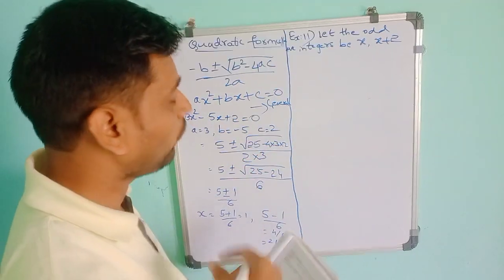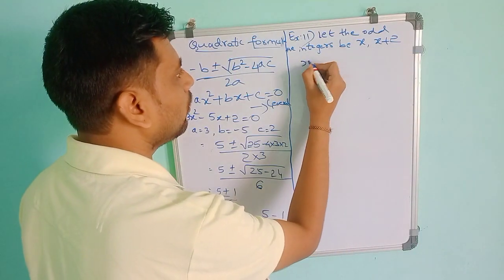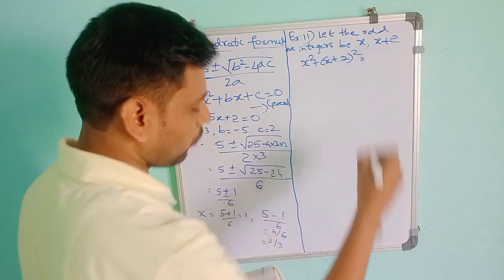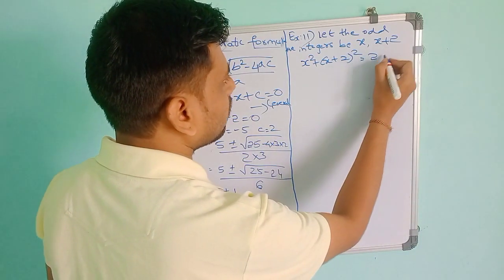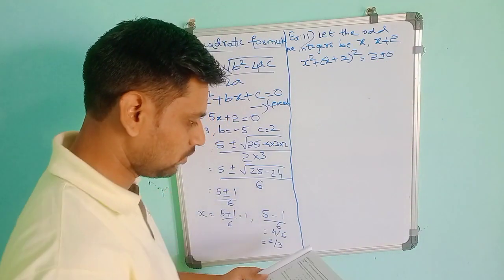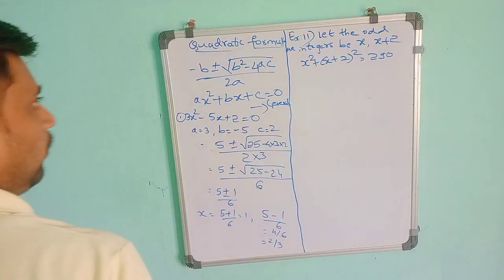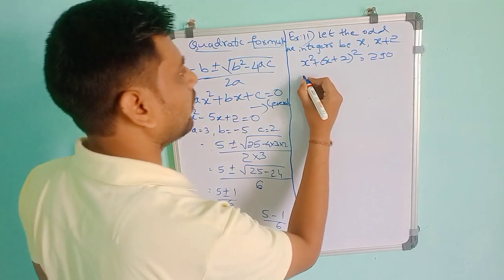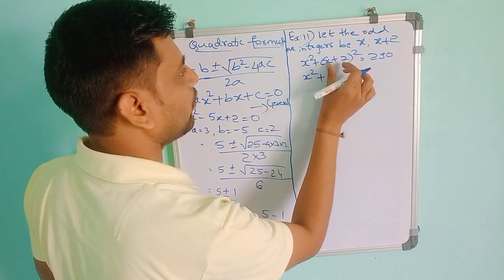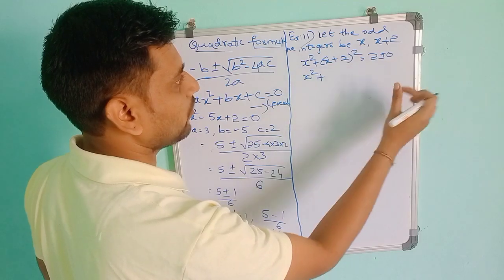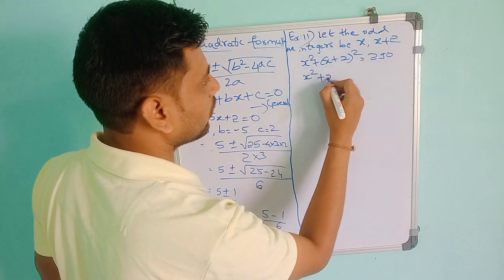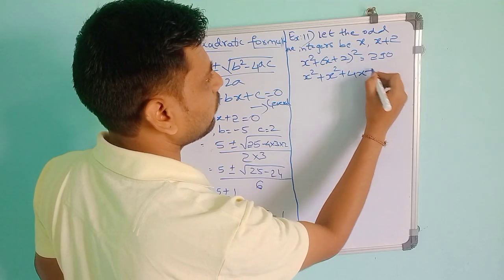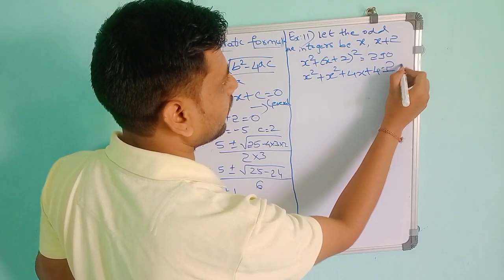They have given the sum of whose squares. So x square plus (x plus 2) whole square is equal to 290. You have to solve this as a quadratic equation. For (a plus b) whole square the formula is a square plus b square plus 2ab. So x square plus 2 into x into 2, which is 4x, plus 2 square is 4, equal to 290.